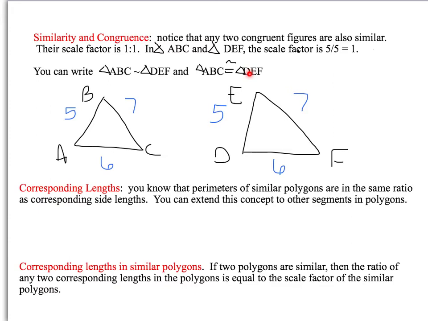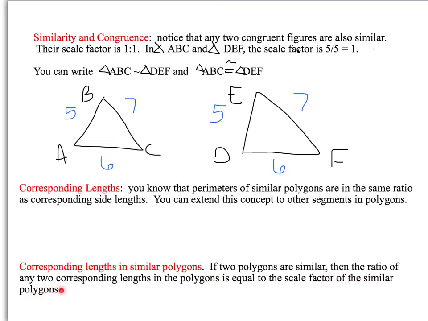Okay, let's move on. Corresponding length. You know that perimeters of similar polygons are also in the same ratio as corresponding side lengths. You can extend this concept to other segments in polygons. And then our key concept, corresponding lengths in similar polygons. If two polygons are similar, then the ratio of any two corresponding lengths in the polygons is equal to the scale factor of the similar polygon.